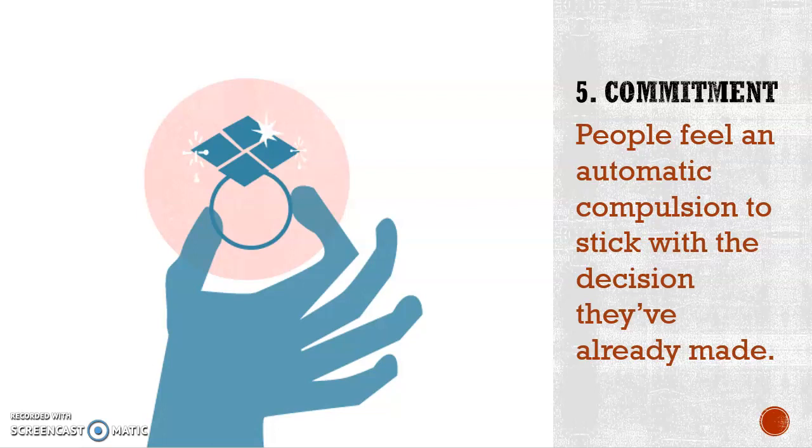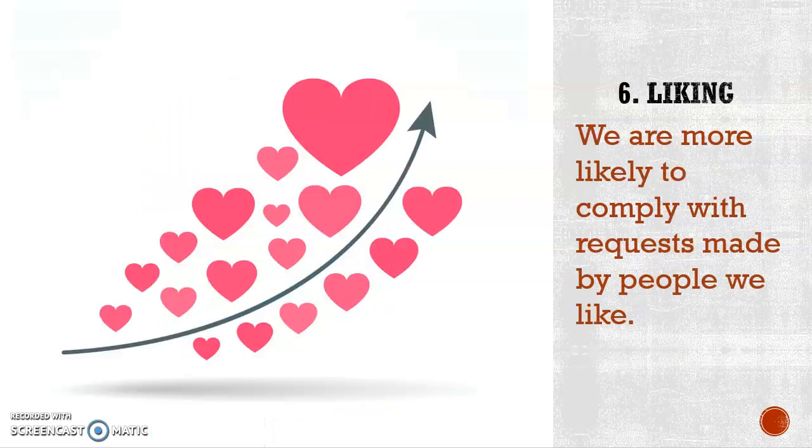The next one is liking. We are more likely to comply with requests made by people we like. People like to do business with people that they like, admire, respect, and trust. So if you like someone more than the others, all other things being equal, you would still prefer to do business with them more than the others.